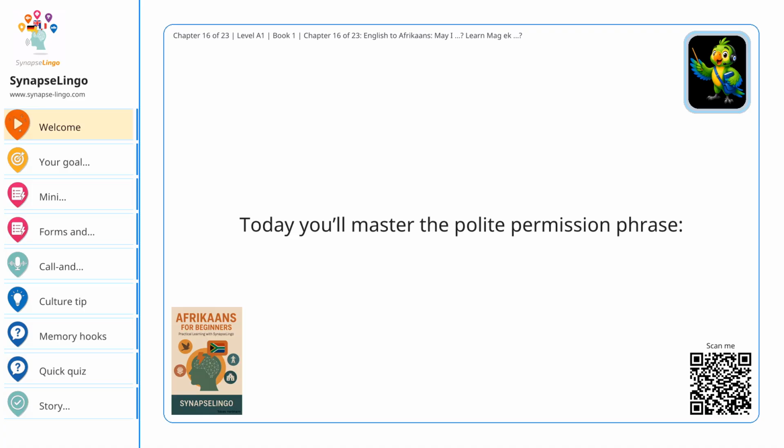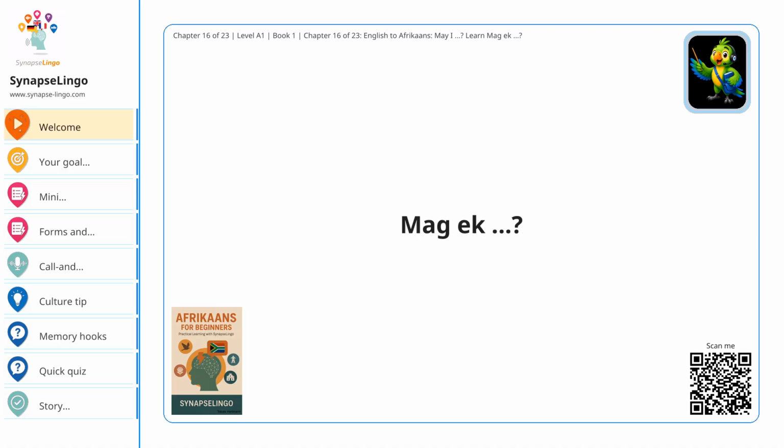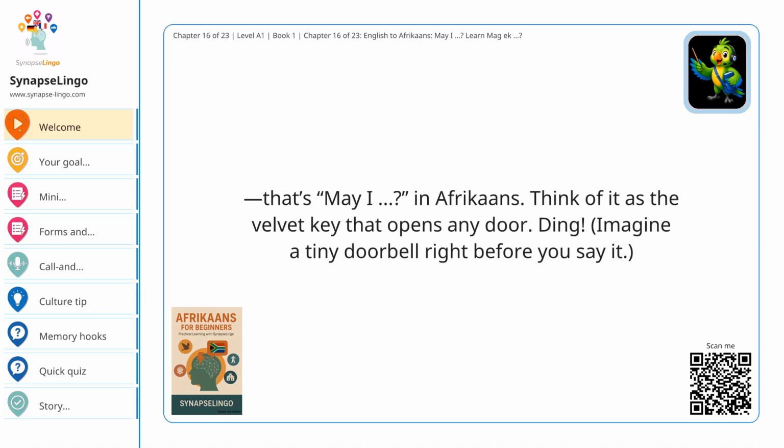Today you'll master the polite permission phrase. Mag ek? That's may I in Afrikaans. Think of it as the velvet key that opens any door. Ding. Imagine a tiny doorbell right before you say it.